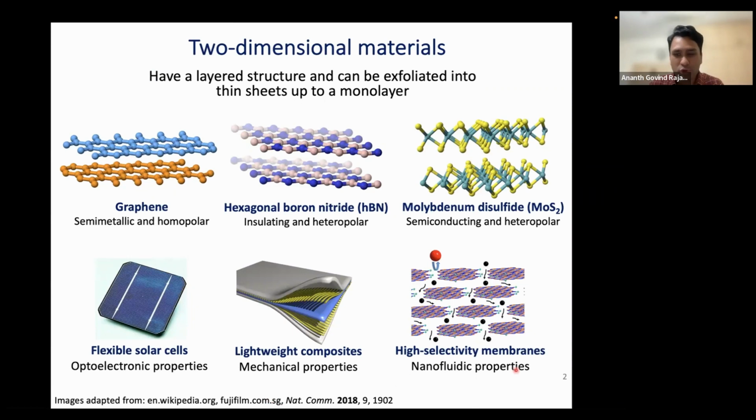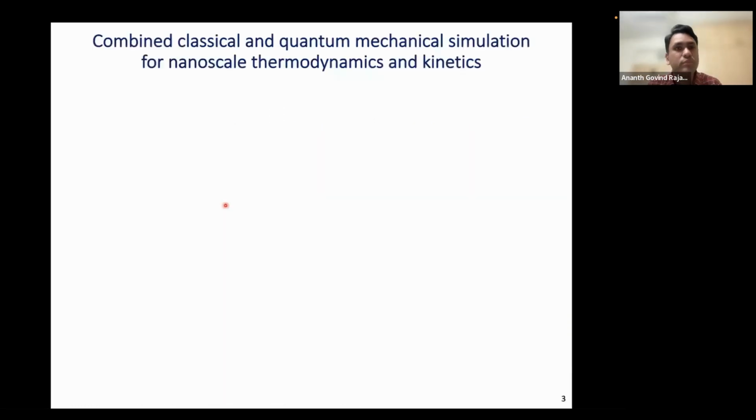And this is the focus of the talk, wherein we want to understand the nanofluidic interface when you have water in contact with boron nitride.